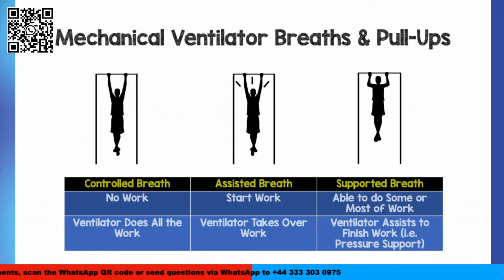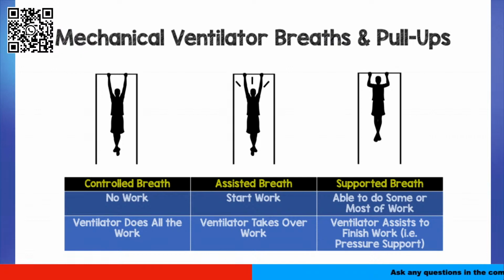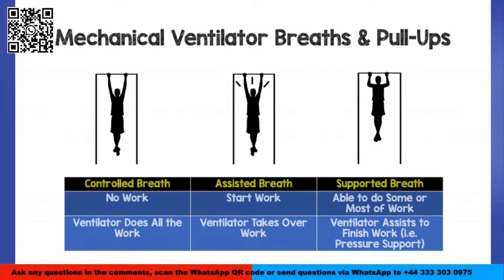So in a controlled breath, the patient is doing absolutely no work whatsoever, and the ventilator is doing all of the work. So that's just the equivalent of somebody hanging on a monkey bar or a rail and not doing anything. In an assisted breath, the patient's able to start the work, but the ventilator takes over. And then in a supported breath, the patient is doing most of the work and the ventilator just adds in the last little bit to finish. So it can also be known as pressure support.